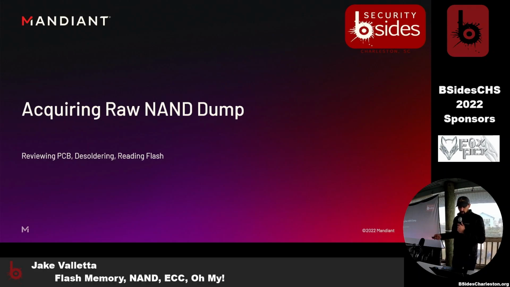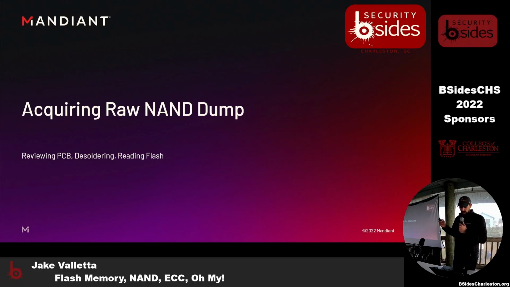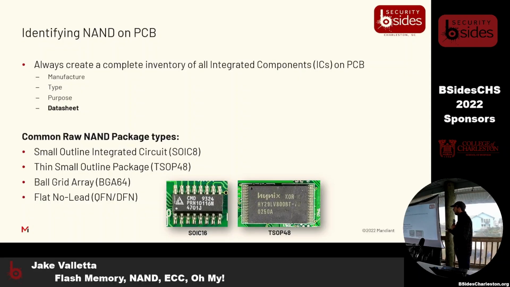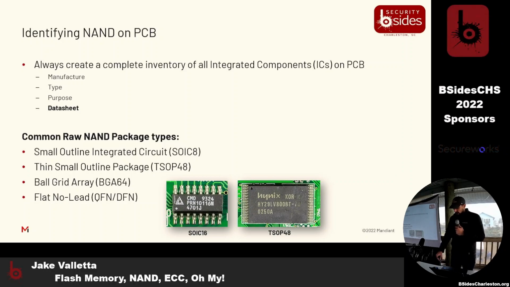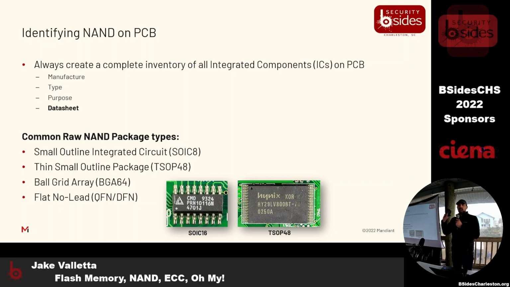Okay, no more theory, we can actually do some more fun stuff. So now we know we're focusing on raw NAND. The next step is to identify the NAND on your device and then get it off the device. What I always recommend doing, if you buy a device or you have a badge, is to start off by making an inventory of everything on the PCB, right?